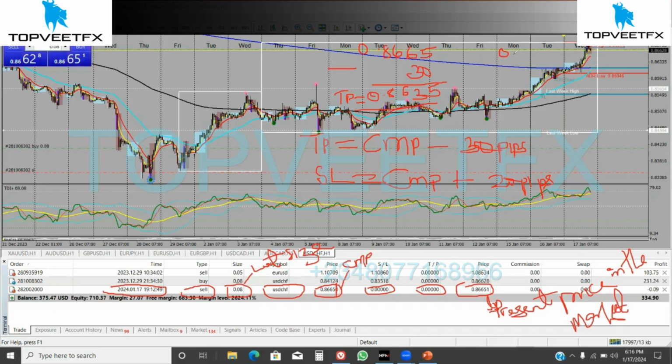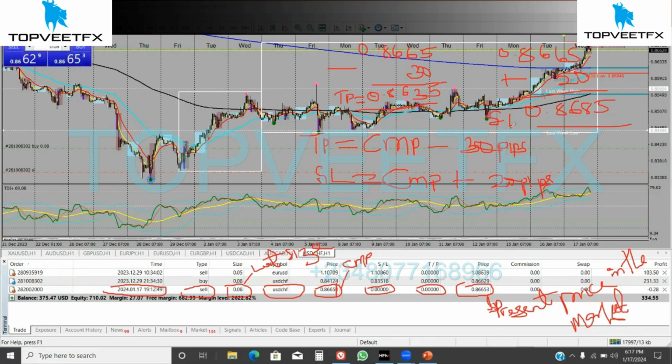Our stop loss is going to be 0.8665 plus 20, which is 0.8685. Yes, 8685. So this is our SL.